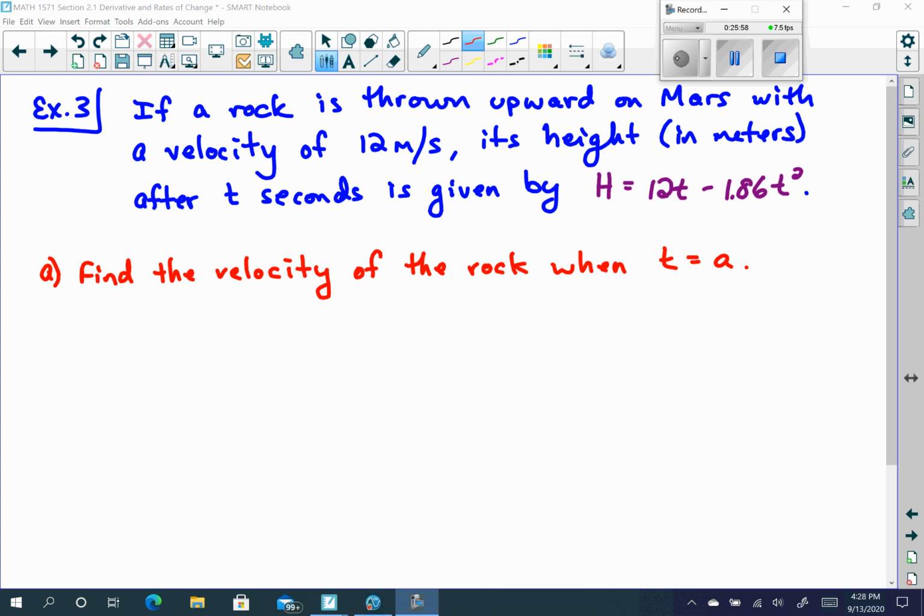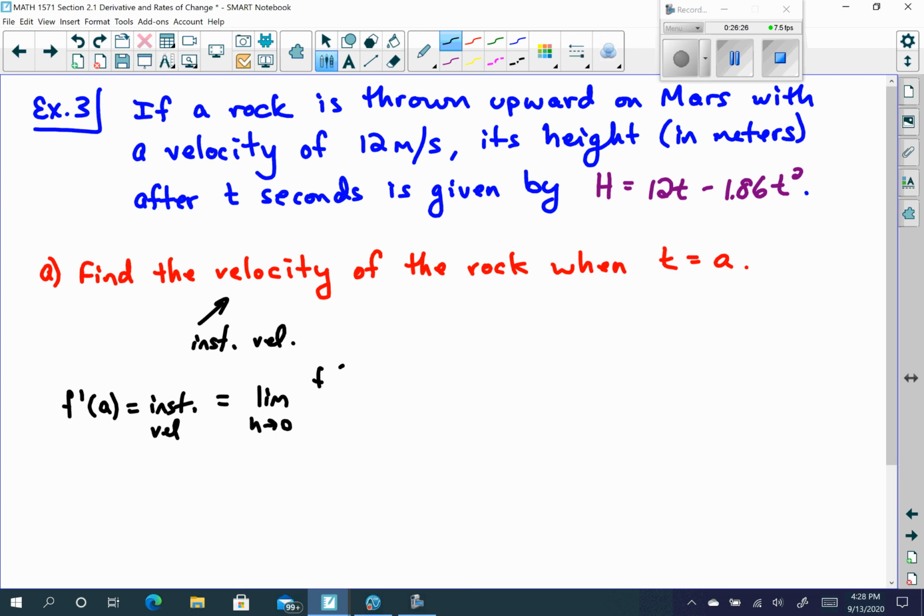All right, now it doesn't specify which type of velocity. So when it doesn't, this means instantaneous velocity. If not, it's clearly going to say average velocity. So we want to find the instantaneous velocity of the rock when t is equal to a. So that means we want to find f prime of a, because remember, that's the same thing as the instantaneous velocity. And that's the same formula we just used on the last two problems. That's the limit as h approaches 0 of f of a plus h minus f of a all over h.